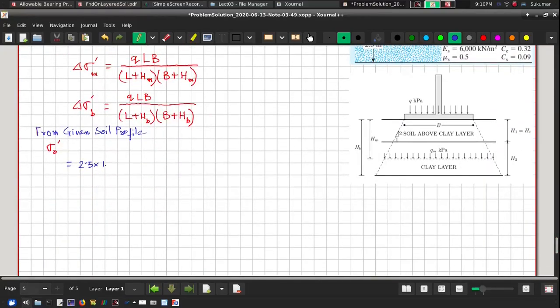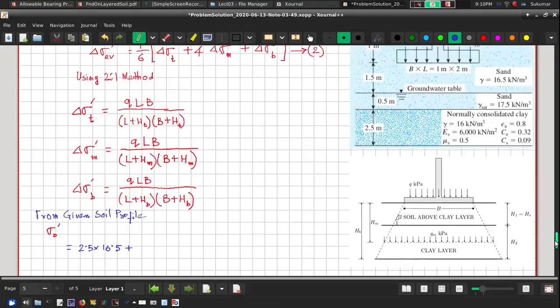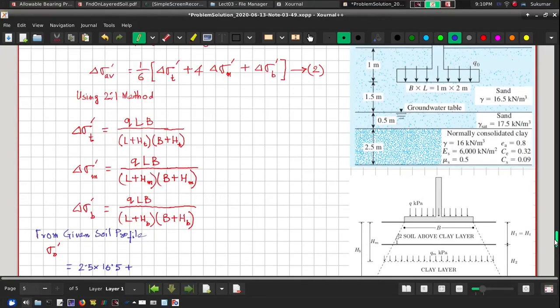2.5 into 16.5, plus I need to use the submerged density. Submerged density is gamma saturated minus gamma W. So for this 0.5 meter it will be 17.5 minus 10, so 7.5.